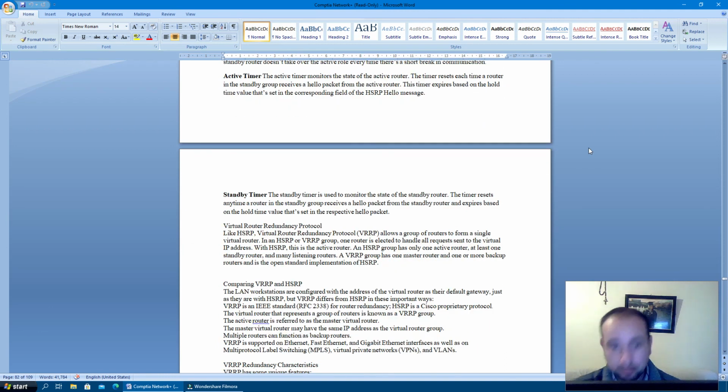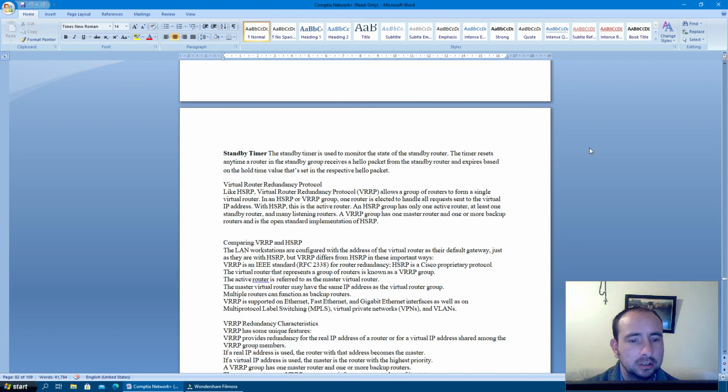Active timer. The active timer monitors the state of the active router. The timer resets each time a router in the standby group receives a hello packet from the active router. This timer expires based on the hold time value that's set in the corresponding field of the HSRP hello message.